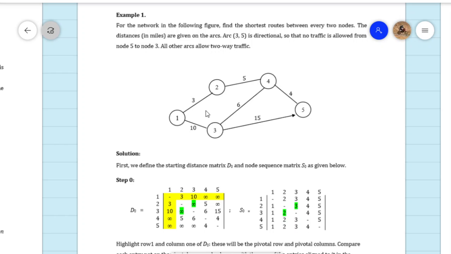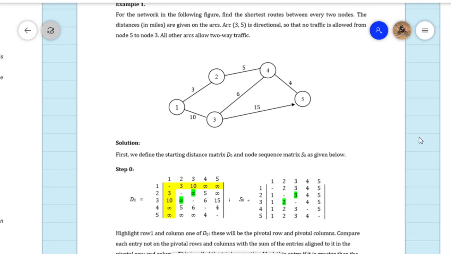So notice here that there is one arc which is unidirectional, meaning this is a one-way traffic. This road can be used only from 3 to 5 and not the other way around, not from 5 to 3. But the other roads are two-way roads or two-way traffic.